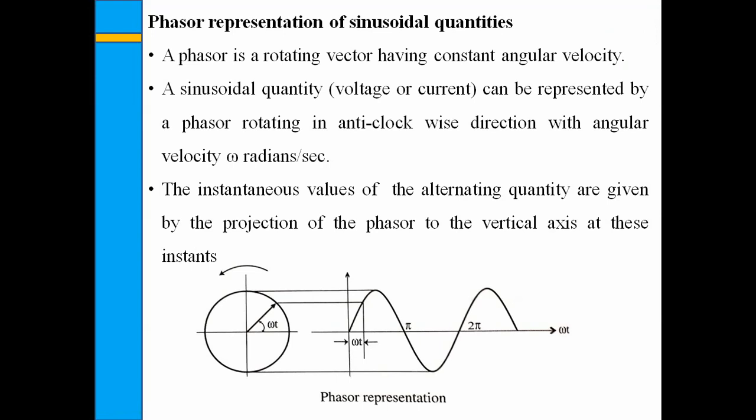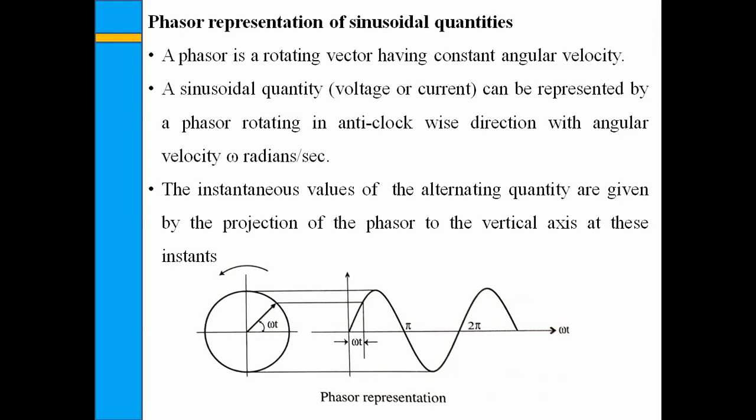So let us see how a sinusoidal quantity can be represented using a phasor. For that, first of all, what is a phasor? A phasor is any vector which is rotating at constant angular velocity. A sinusoidal quantity, it can be a voltage or current, can be represented by using a phasor rotating in anti-clockwise direction with a constant angular velocity omega radians per second.